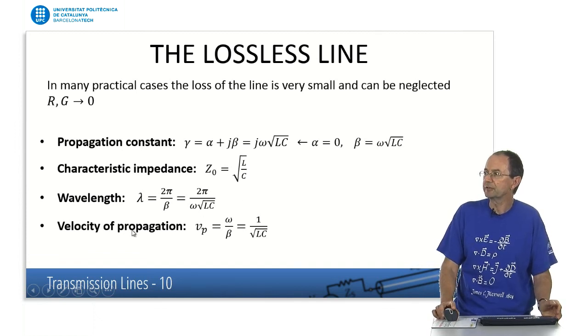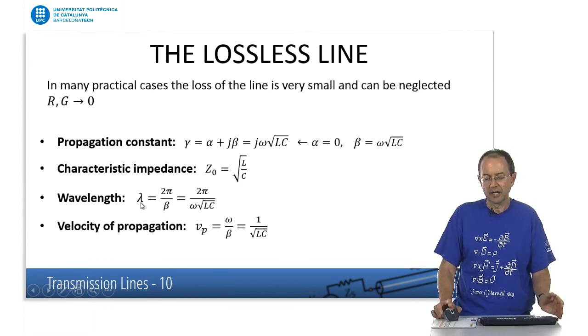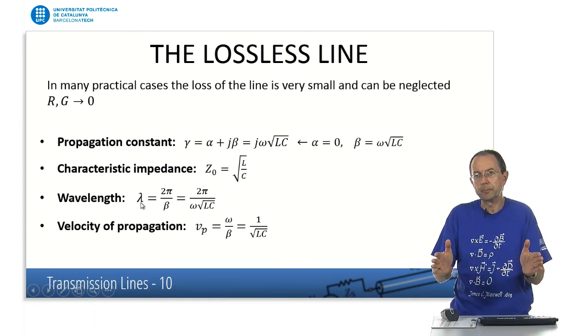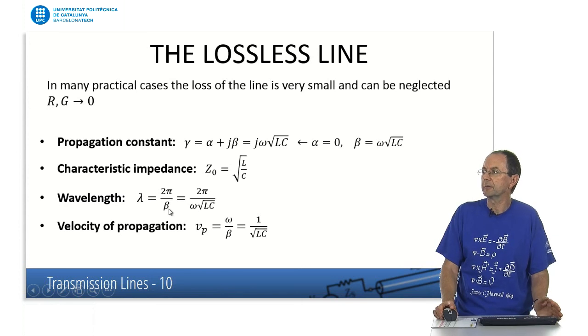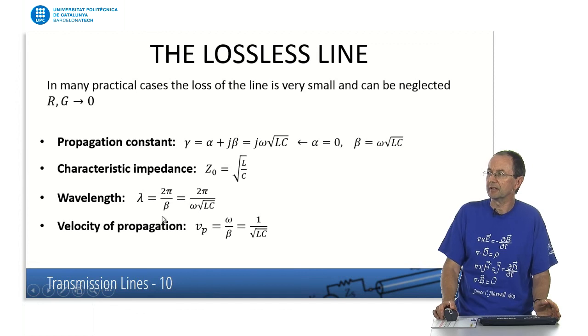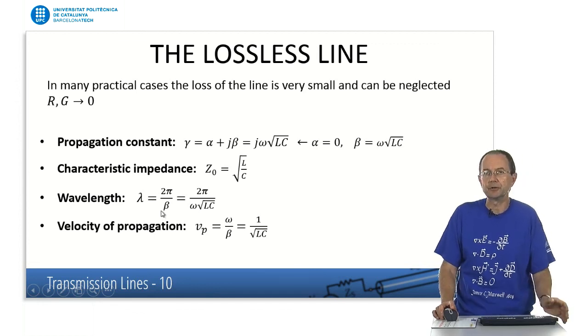And then the velocity of propagation does not depend on the frequency; it depends only on the inductance and distributed capacitance of the transmission line. The wavelength at the end, which is the spatial separation of a period of oscillation along the line, is 2 pi over beta, or what is the same, the product of the speed of light by the period of the signal.